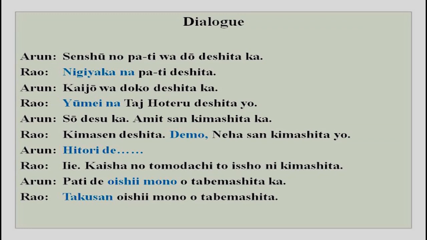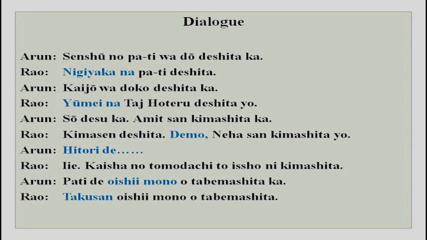Kaijo wa doko deshita ka? Kaijo is the place where the party was held. Yumei na Taj Hotel deshita yo. Yumei na. You will see na is used over here after these words. So, they are na adjectives and I will explain why na is used over here a little later. For the time being, yumei means very, very famous. Yumei na Taj Hotel deshita yo.